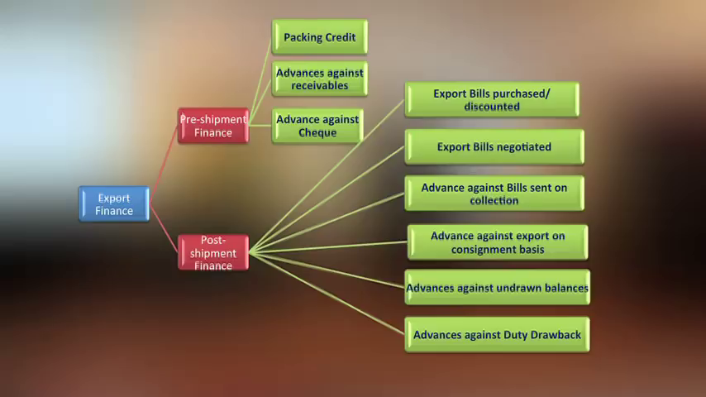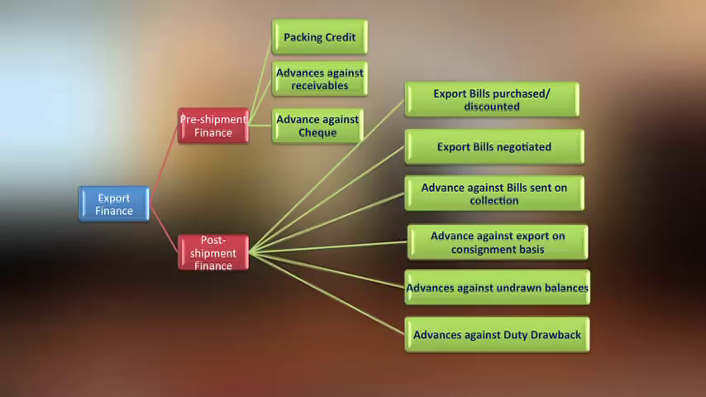These are the common or usual ways of handling post-shipment finance. There are also other methods: advance against bills sent on collection, advance against exports on consignment, advance against undrawn balances, and advance against duty drawback. These four are relatively less common. Of course, they are there, they are permissible, but it's not so common that you come across these things. So what is really popular is these two.